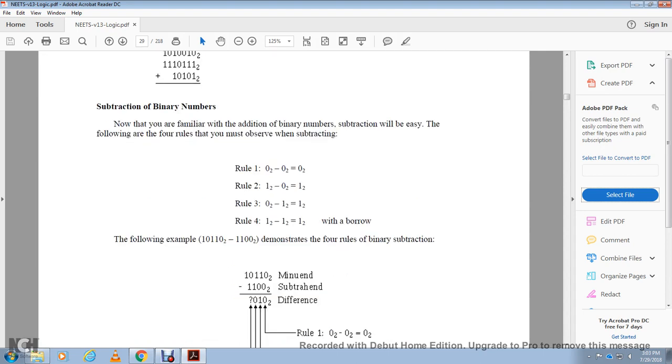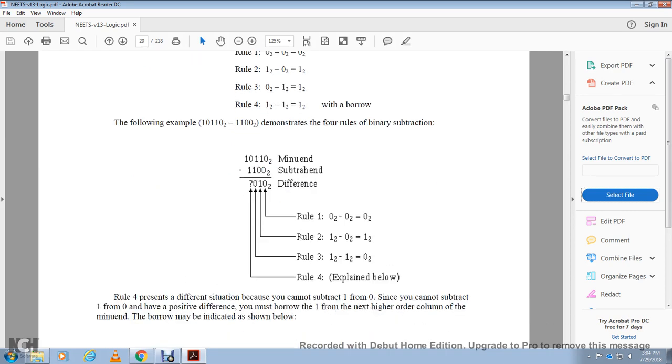For example, 1011 base 2 minus 1100 base 2 to demonstrate the 4 rules of binary subtraction. The minuend is 10110 base 2, subtracted by the subtrahend 1100, would give you the difference, and then rule 4 will be explained. Rule 4 represents the difficult situation because you cannot subtract 1 from 0.